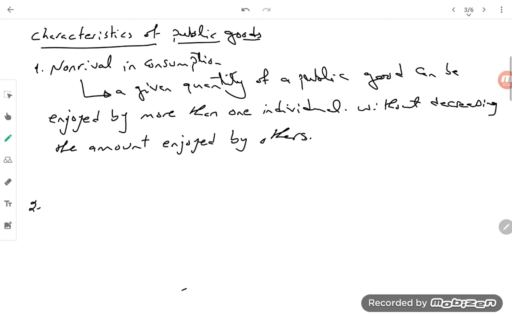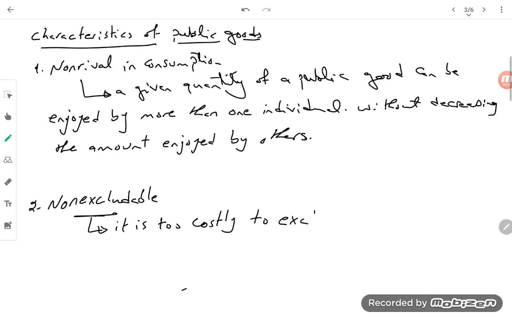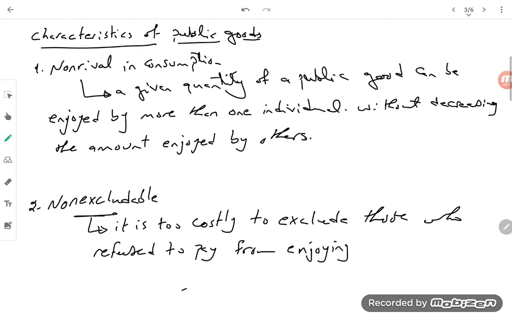Number two, non-excludable. Non-excludable means that it's too costly to exclude those who refuse to pay from enjoying the benefits of these commodities.